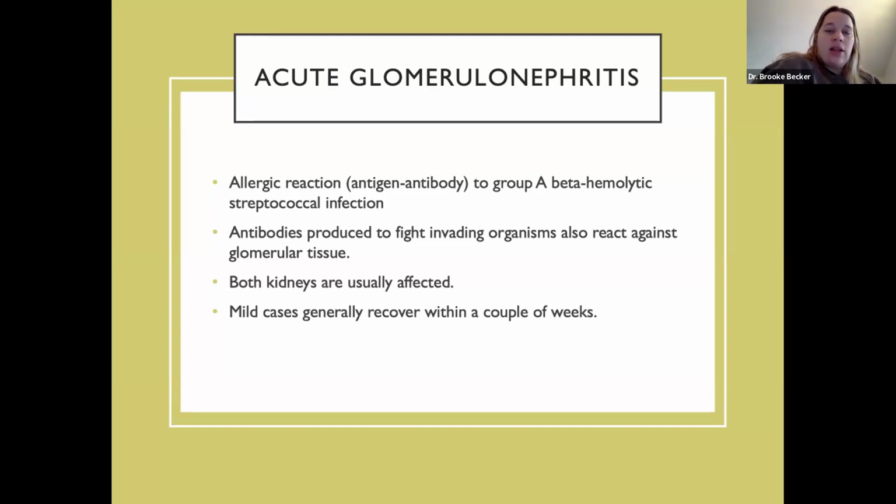So both sides of kidneys are usually affected in glomerular nephritis, and generally it resolves within a couple of weeks. Not something you have to do a whole lot about, other than finish the antibiotic for strep. Like I said, it's kind of like an antigen antibody misregulation reaction.